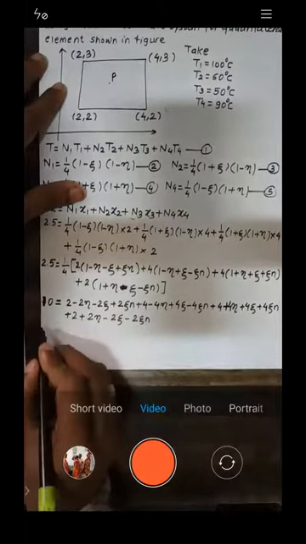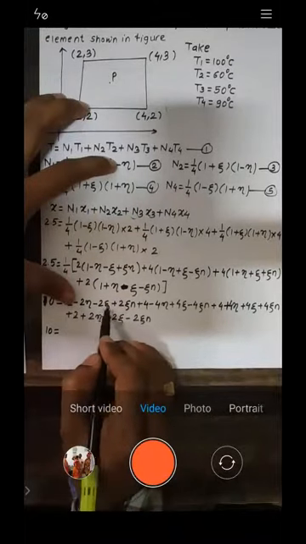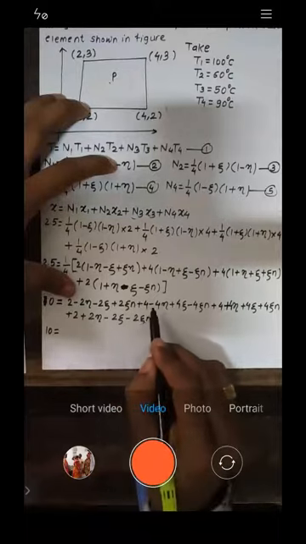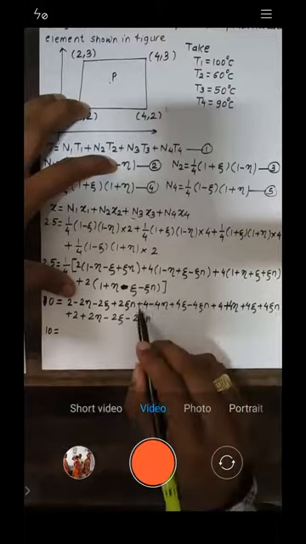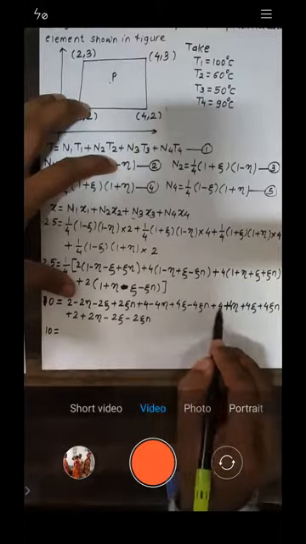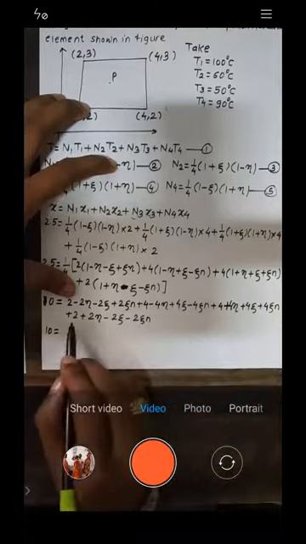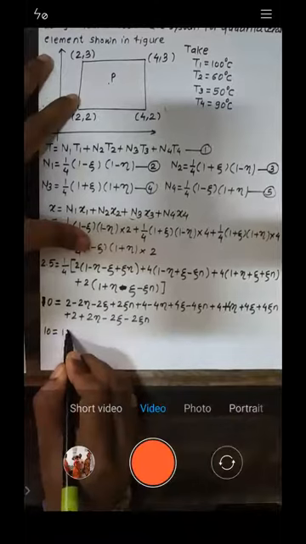So let's see what we'll get. 10 is equal to, okay. Now just see with the constant values. This is 2, this is 2. 2 plus 4 is 6, right? Then 6 plus 4 is 10, right? And 10 plus 2 is 12, right? Yes or no?